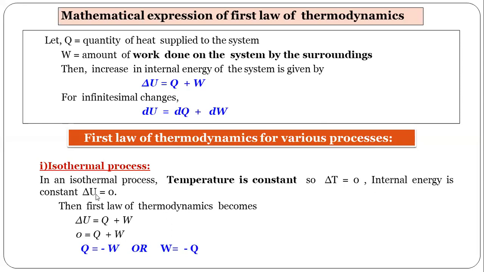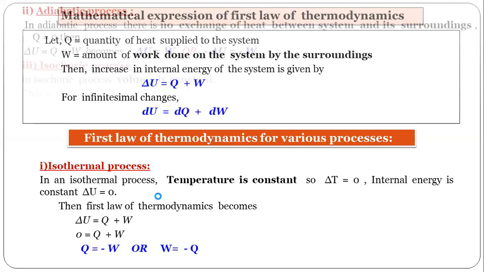So put the value of delta U is equal to 0 in this equation, Q as it is, W as it is. So Q is equal to minus W, or W is equal to minus Q. This can be asked for the examination for 1 mark, and this is very easy. If temperature is constant, internal energy will be constant, and by putting these values, we can derive this relation, Q is equal to minus W or W is equal to minus Q. This is for the isothermal process.